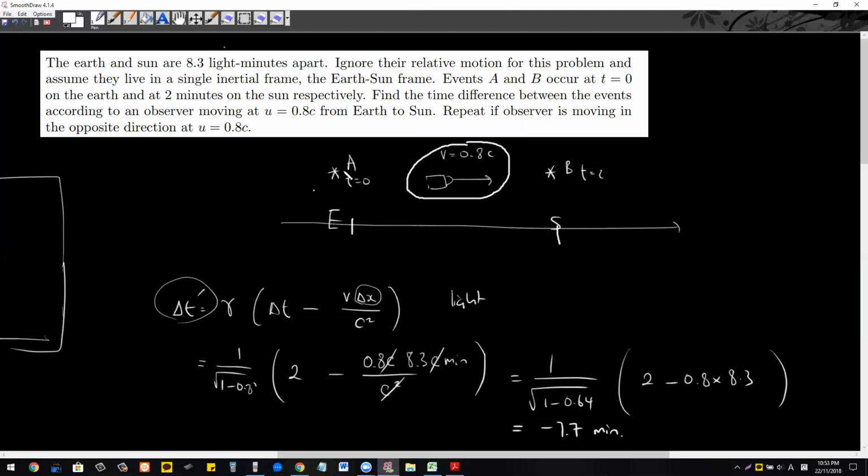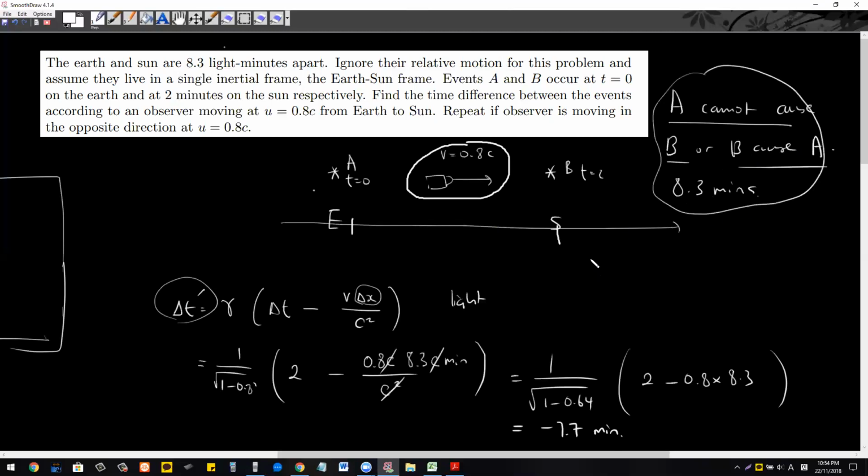Yeah, so that's what we can write. A cannot cause B, or B cause A, because they are separated by 8.3 minutes, and B happened 2 minutes after A. So this violates the speed of light. Okay.